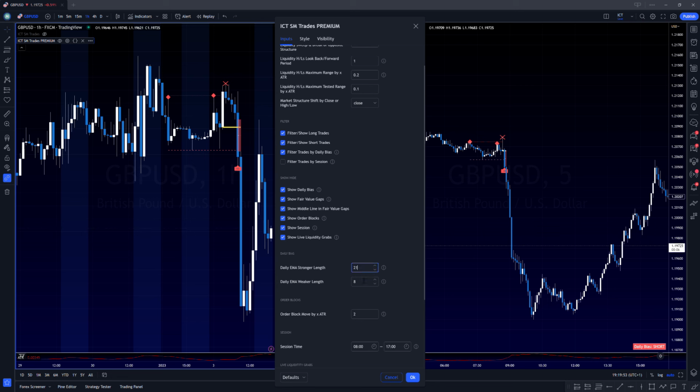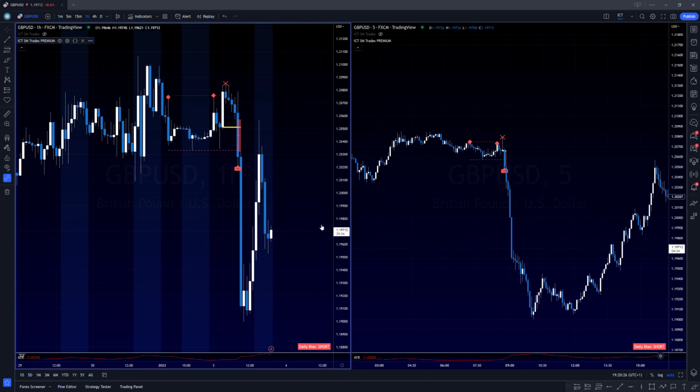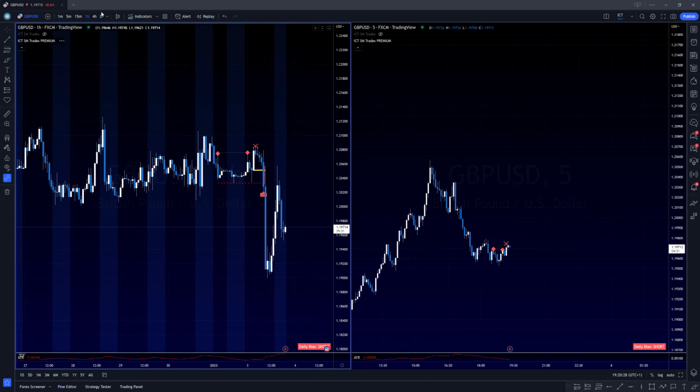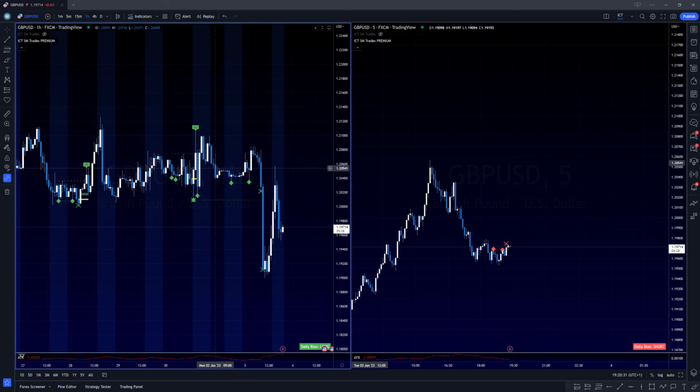And these two EMAs: if the weaker EMA is above the stronger EMA, we are in an uptrend. And if the weaker EMA is below the stronger EMA, we are in a downtrend. Everything on the daily time frame. And you can set this EMA to whatever you want. You can set it to, for example, 55 and 21. This means that it will be daily bias long. I can show you why.